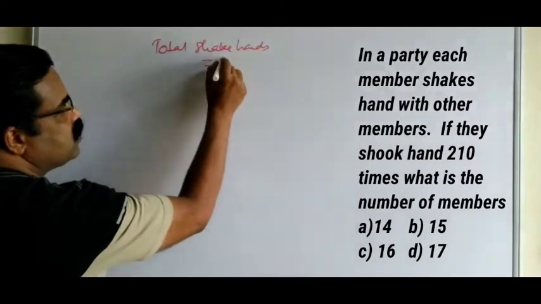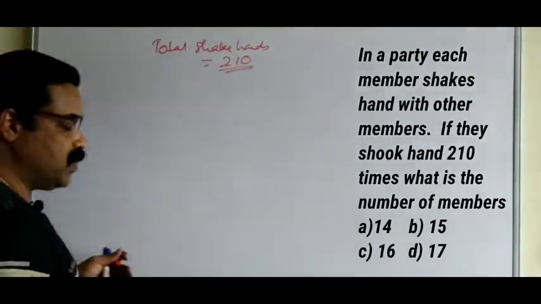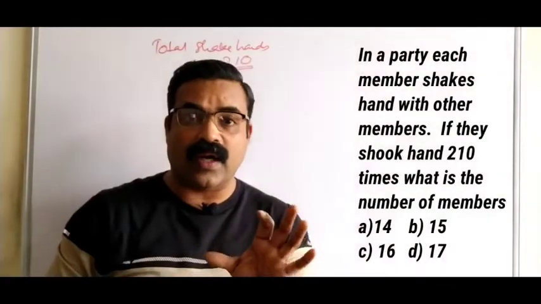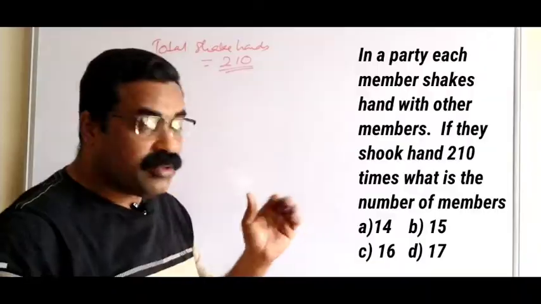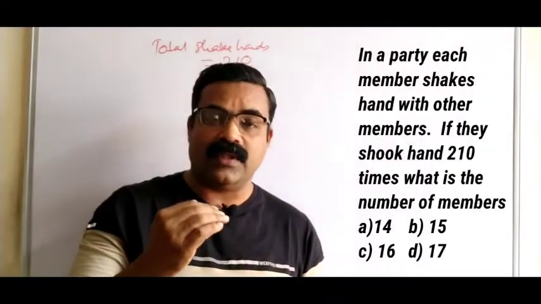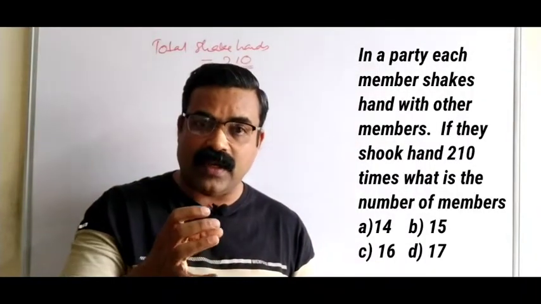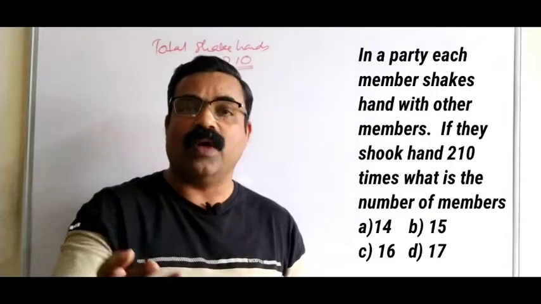Total shake hands is 210. Total shake hands 210. That is given in the question. Now we need to find out what is the perfect square immediately after 210.